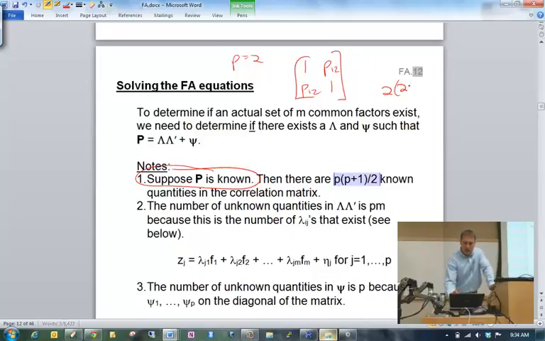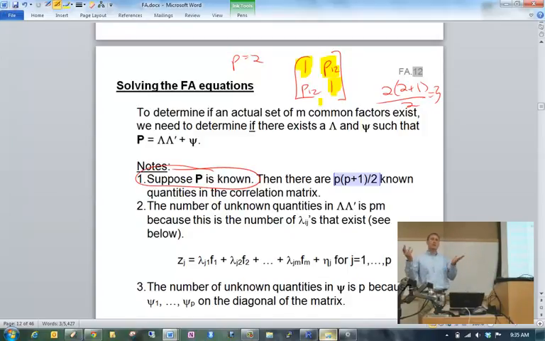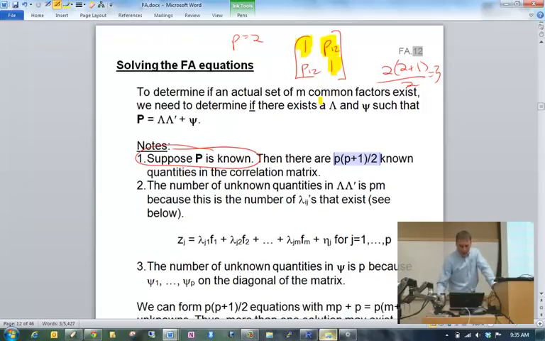P times (p plus 1) divided by 2 is 3. So there are 3 known quantities. Here's 1, here's 2, and here's 3. So with a correlation matrix, there are p times (p plus 1) divided by 2 known quantities, essentially, without duplicates. And for lambda itself, there are p times m different lambdas that you need to estimate.